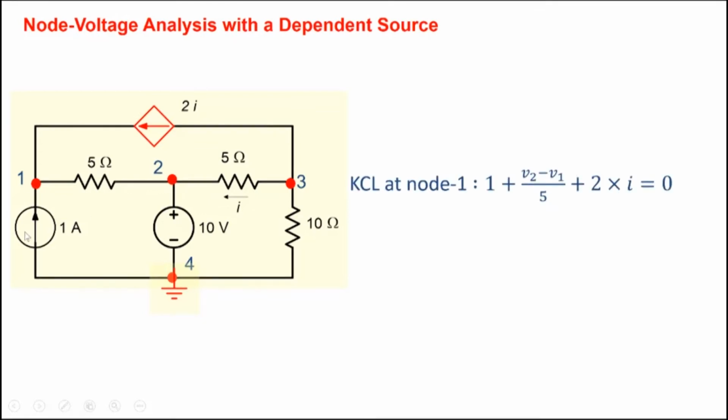KCL at node 1: current entering is 1 ampere from here, V2 minus V1 by 5 from the right-hand side, and from the top here the current entering is 2I. So we write 2I equal to 0.